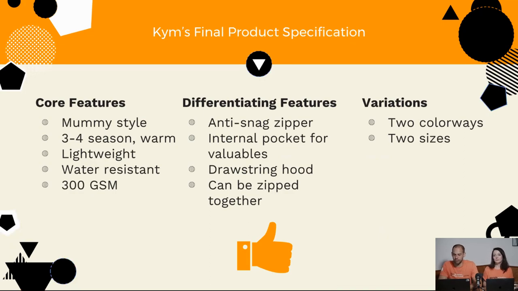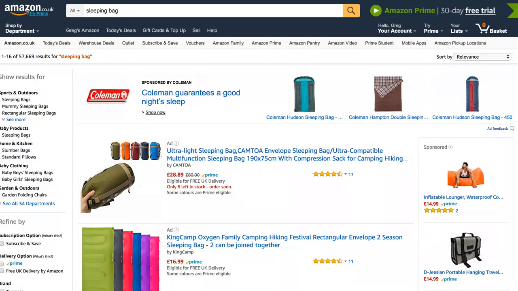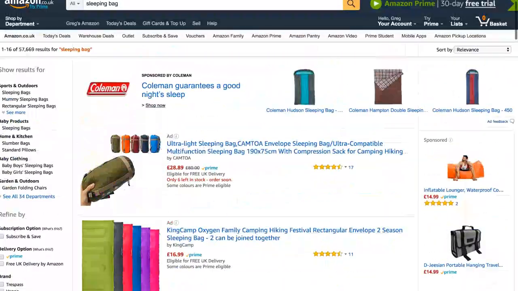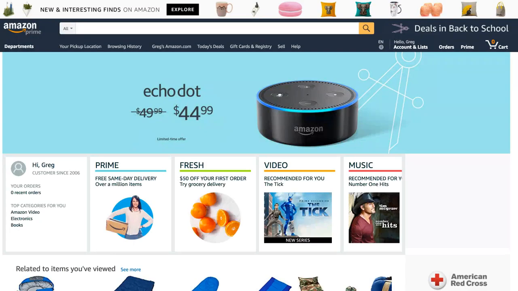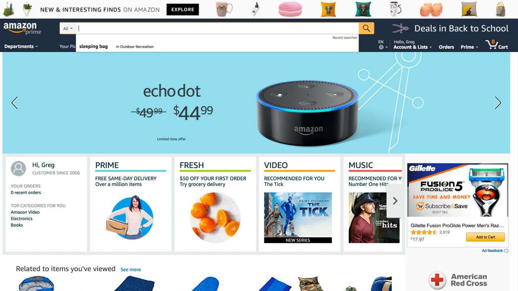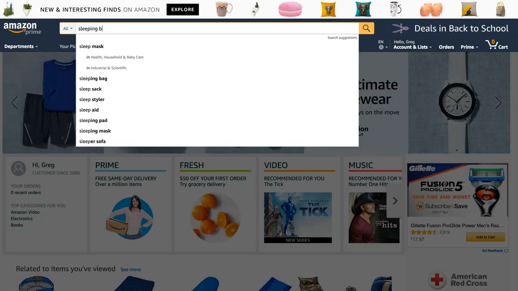We forgot to mention a little bit earlier. Let me share my screen real quick to make sure you guys can see this. I forgot to mention earlier that other Amazon stores are also a good resource for finding product ideas. So we'll do sleeping bag.